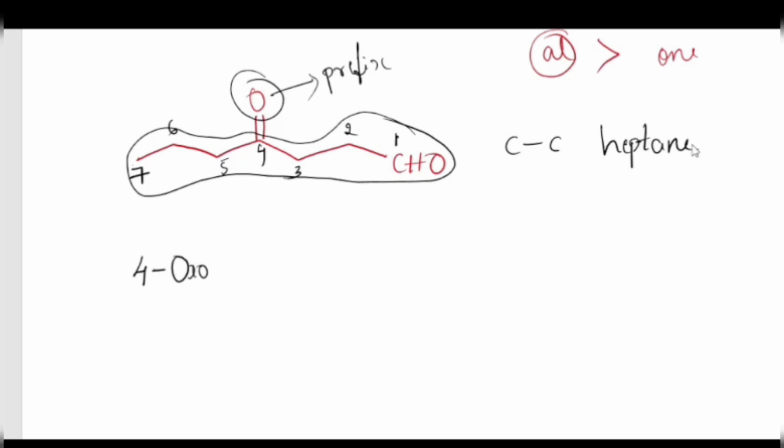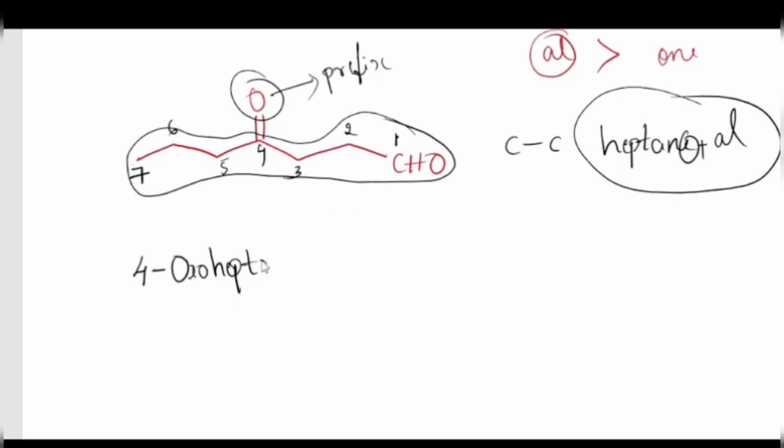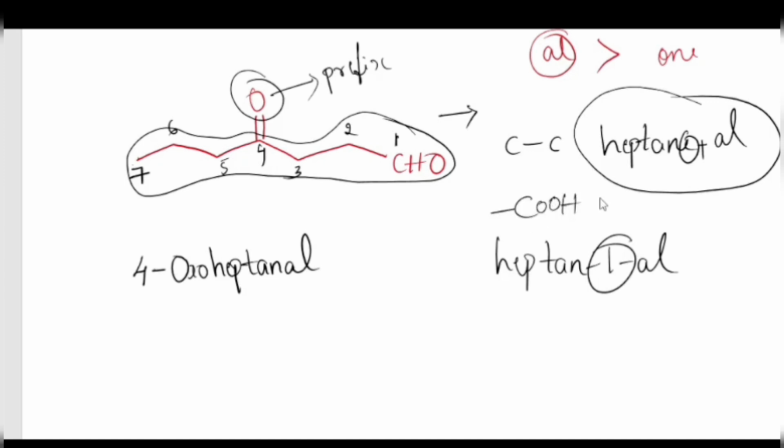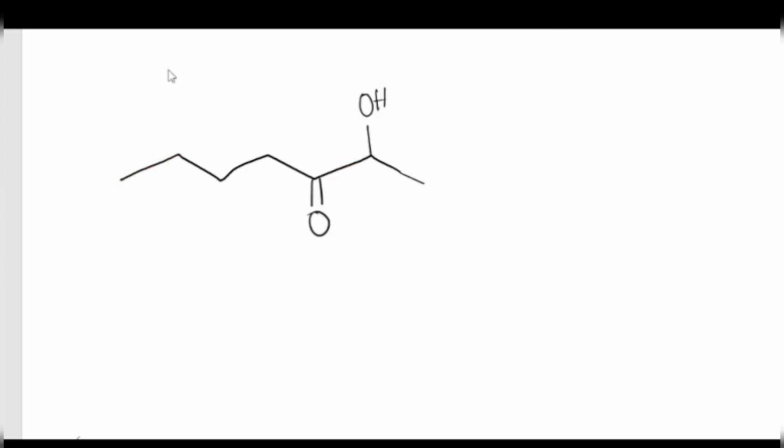Then this is an aldehyde, so we use al. Elision of E has to take place, so we use heptanal. In this case, I didn't add a 1 before al, like heptan-1-al, because it is understood that the aldehydic group is always at the terminal position. That's why for aldehydes and for carboxylic acids, we do not need to mention the locant of this functional group. Then we'll see another example.